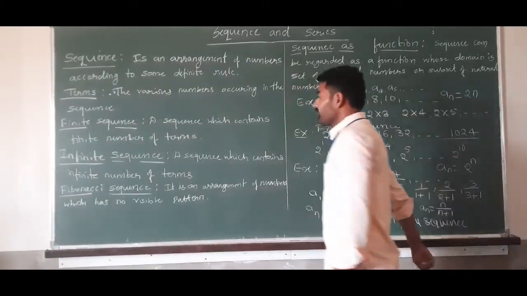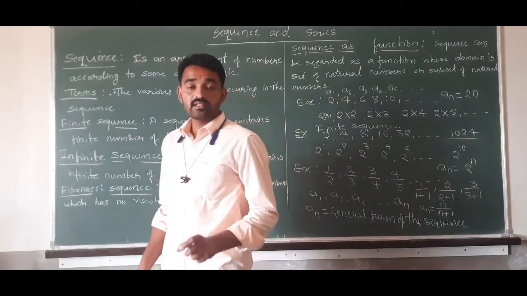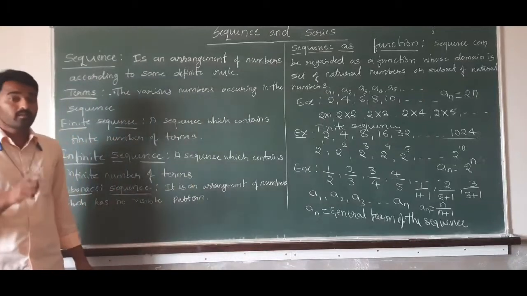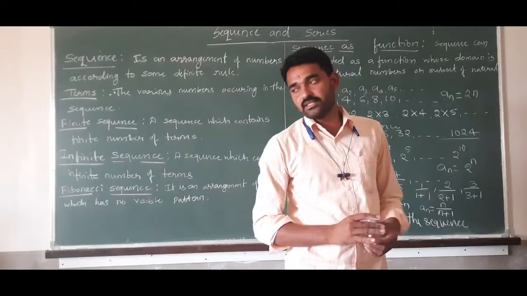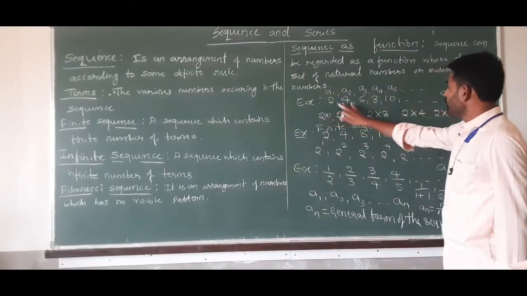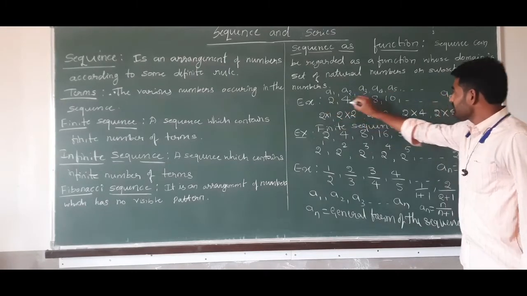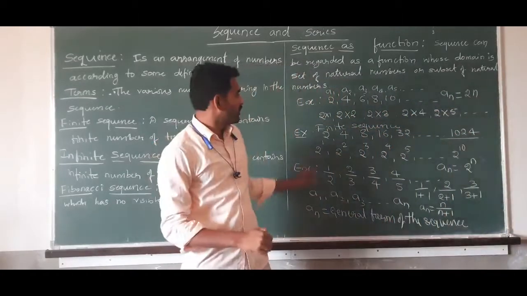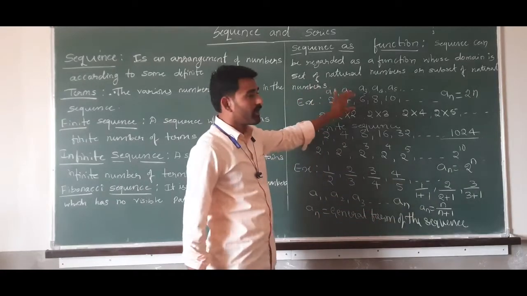The next one is the infinite sequence. An infinite sequence means a sequence which contains an infinite number of terms. That sequence is called an infinite sequence. For example, 2, 4, 6, 8, 10 and so on. In this sequence we know only the first term. We do not know the last term. So this is an infinite sequence.